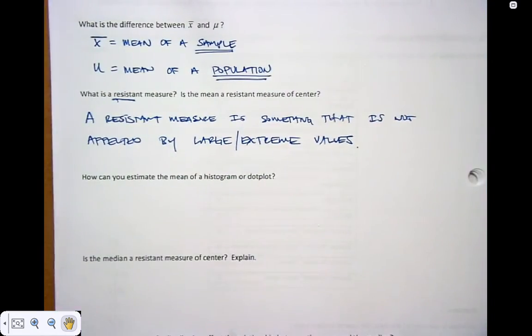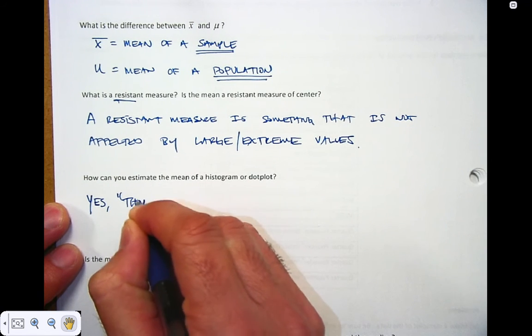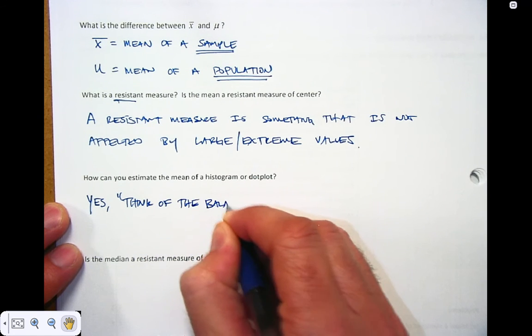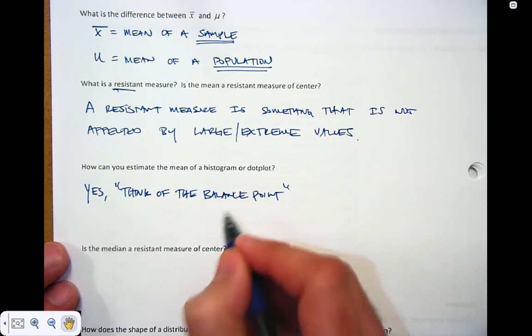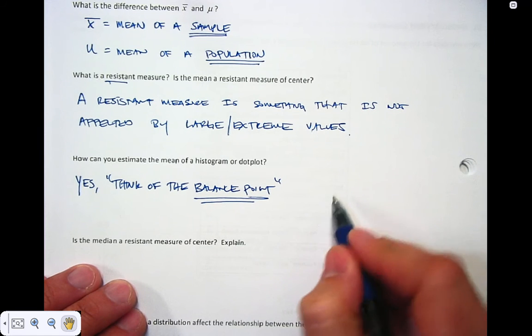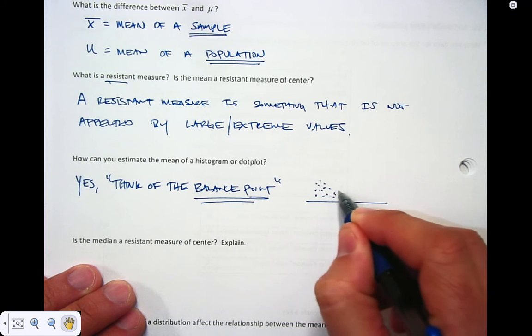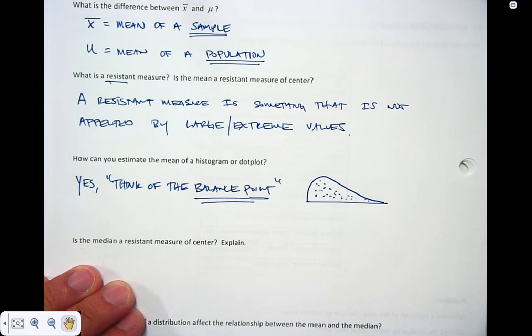Okay? All right, so can you estimate the mean of a histogram or a dot plot? Yes. And I'm going to say think of the balance point. Okay? What does that mean? Balance point. Well, we talked about it on my little graph. So if you have a dot plot and your dot plot looks like that, clearly this data would be skewed to the right.